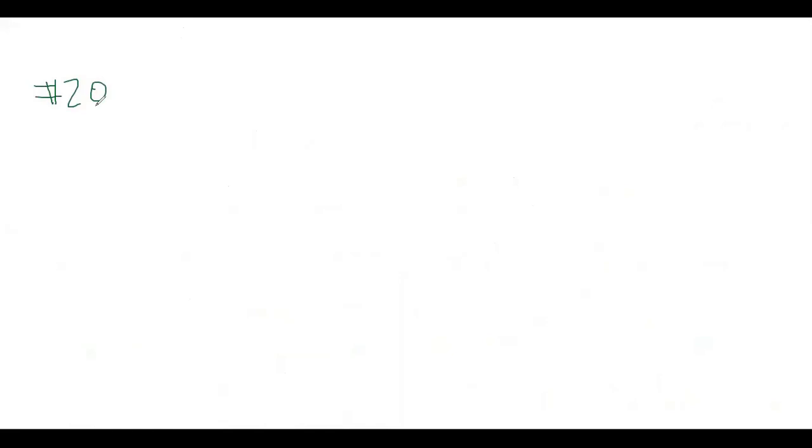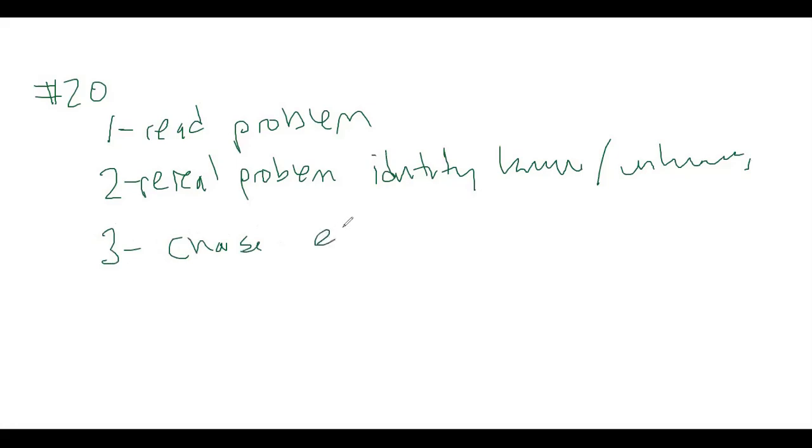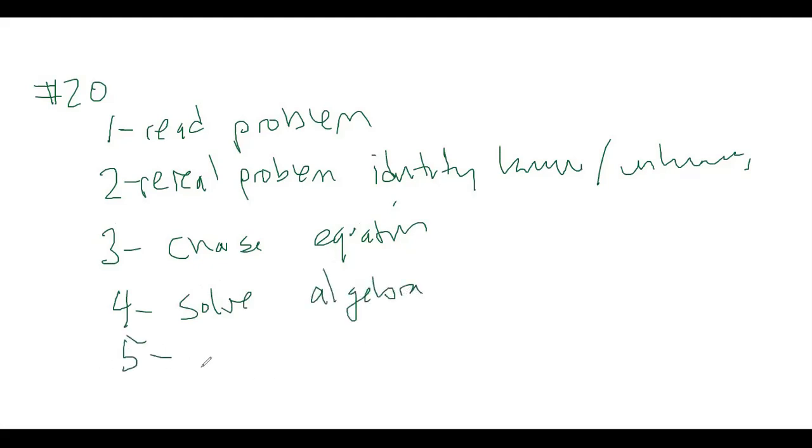Now, when we're solving these problems, before I start number 20, there's steps to our process. And you probably saw these in the PowerPoint, but I'm going to go over them real quick. Number 1, read problem. Step 2, reread problem, identifying knowns and unknowns. 3, choose equation. 4, solve algebra. 5, find solution.